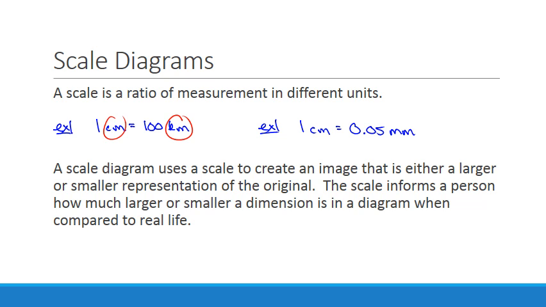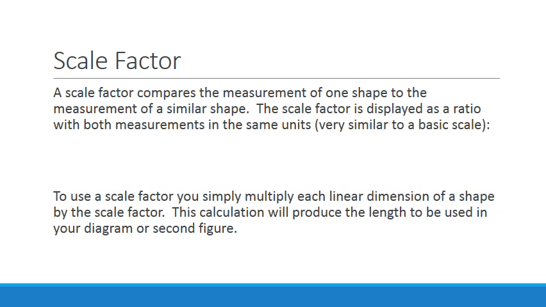A scale diagram uses a scale to create an image that is either a larger or smaller representation of the original. The scale informs a person how much larger or smaller a dimension is in a diagram when compared to real life. Now let's talk about scale factors. A scale factor compares the measurement of one shape to the measurement of a similar shape. The scale factor is displayed as a ratio with both measurements in the same units.